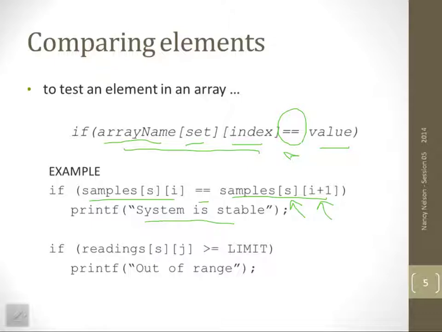If we look at our floating point array, we're looking at element j in set s, and here we're looking for greater than or equal to a limit. Now it's pretty important when you're looking at floating point numbers, remember, to never check for equality. Because of the way they're stored, we can never ensure that two floating point values are always the same. So make sure you're always using greater than or equal to or less than or equal to for floating point numbers.